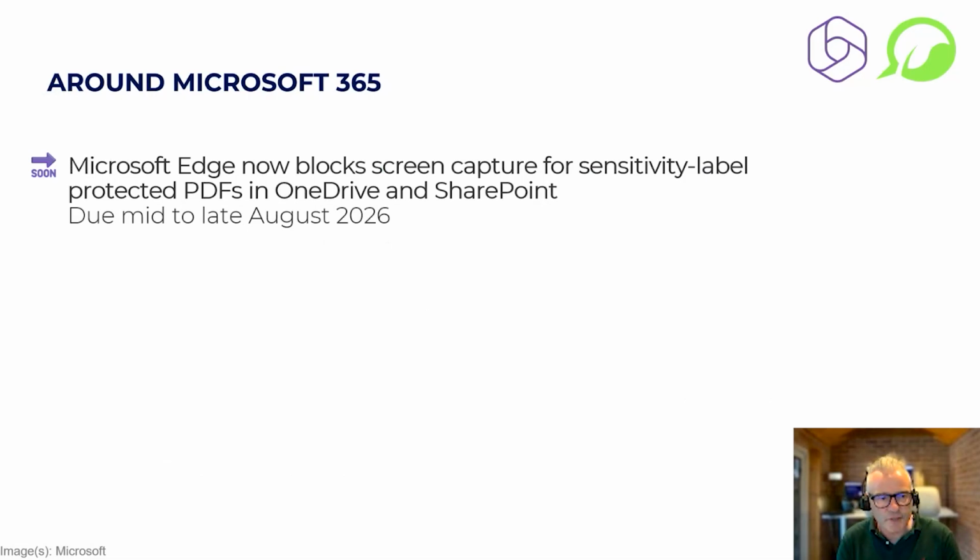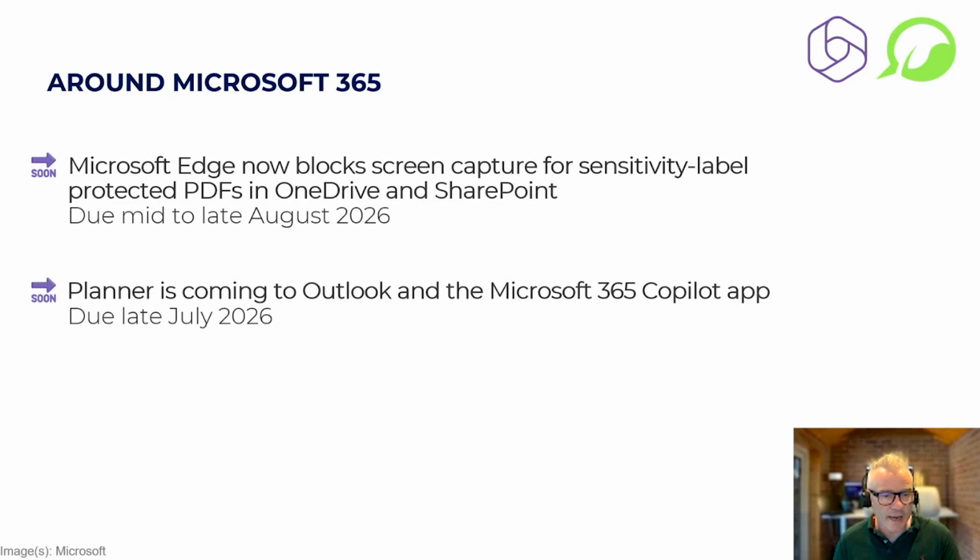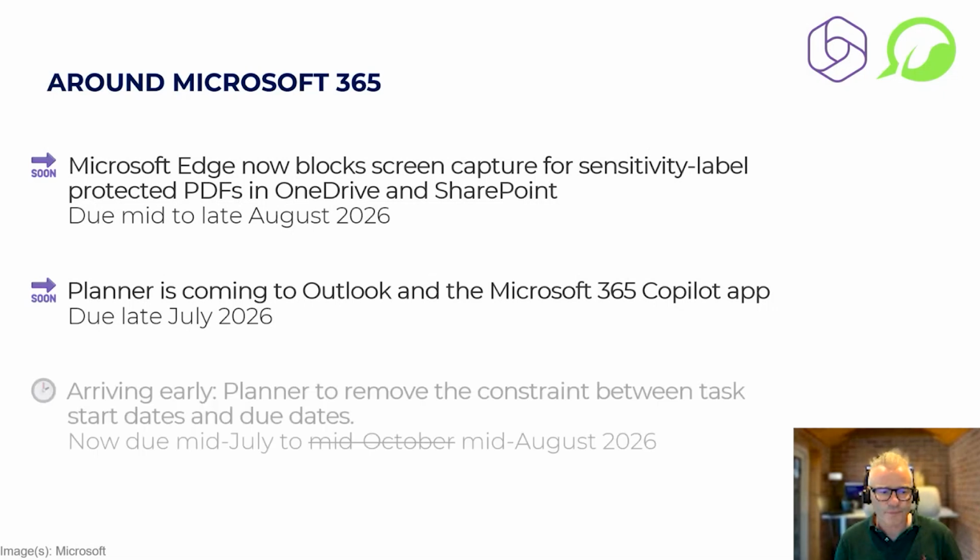What else is going on around 365? Microsoft Edge now blocks screen capture for sensitivity label protected PDFs, as I think it should. That should be by late August. Planner is coming to Outlook and the M365 Copilot app. It's just going to appear on the left-hand side. But Planner's getting a bit of a push, isn't it?